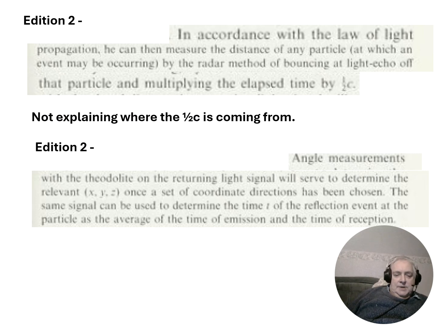It carries on and says, angle measurements with the theodolite on the returning light signal will serve to determine the relevant angles, and that's relevant things at x, y, and z once a set of coordinate directions have been chosen. The same signal can be used to determine the time t of the reflection event at the particle as the average of the time of emission and the time of reception.